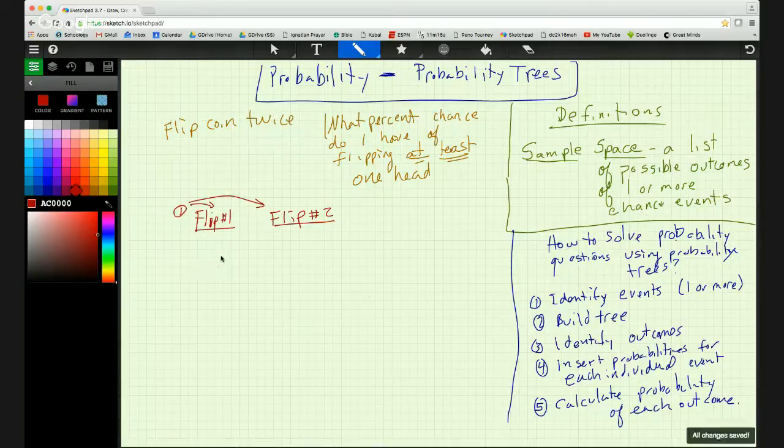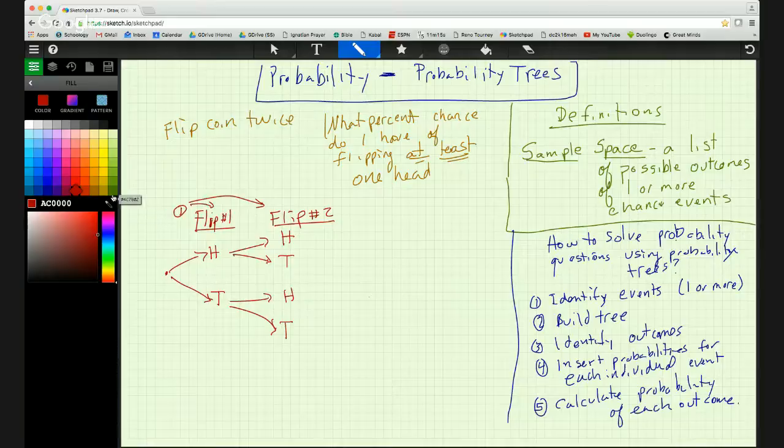Step number 2 is we build our tree. So on flip number 1, we're going to do our starting point right here. Flip number 1, we can do a head, or we can do a tail. On flip number 2, if we get a head, we can still get a head or a tail. And if we get a tail, we can get a head or a tail.